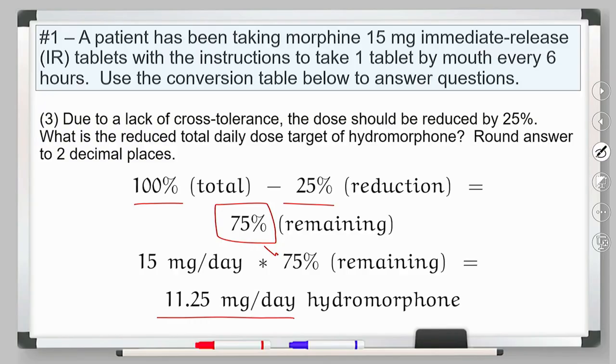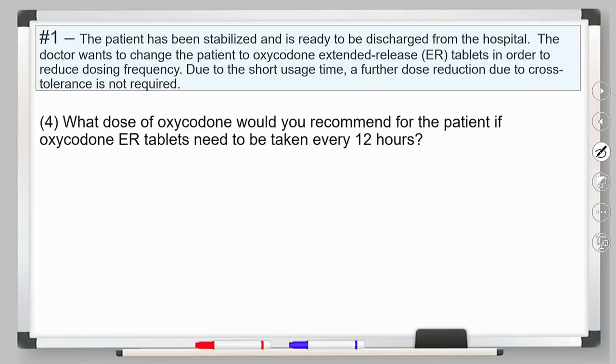Okay. All right. Now, this was done in the hospital, but they were only on it for a day or so, and now they're ready to be discharged from the hospital. They don't want the patient to continue to be on hydromorphone because it's not in an extended release form. I won't say that now, but it's not in a readily usable form. So they want to change it to an easier to use form of extended release oxycodone so they can limit the number of doses per day. So we've got to convert it again.